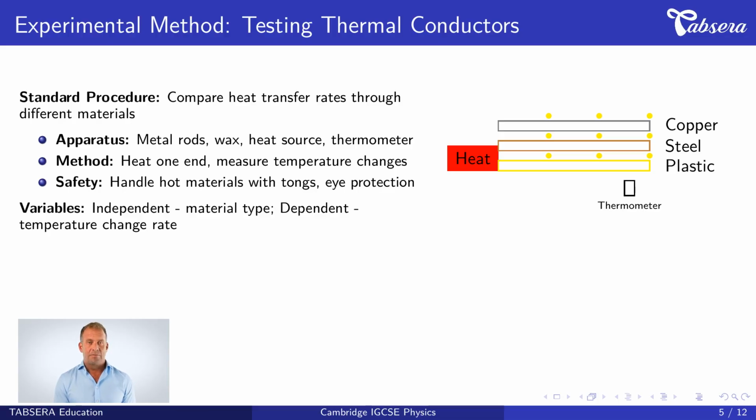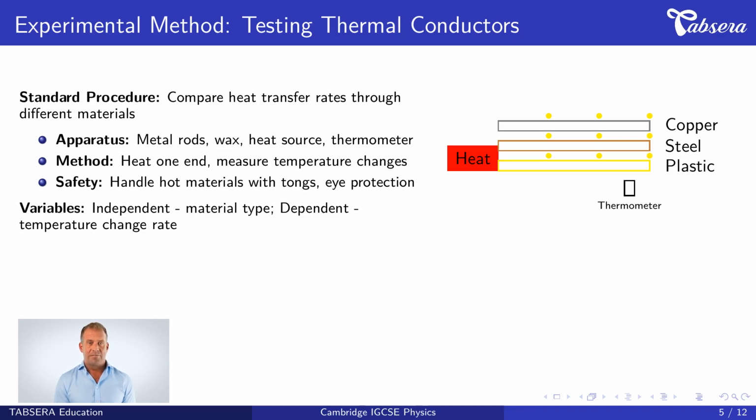Now we examine the experimental method for testing thermal conductors. This follows Cambridge IGCSE standards. The standard procedure compares heat transfer rates through different materials under identical conditions. The apparatus needed includes metal rods of different materials like copper, steel, and aluminum, small pieces of wax to attach to the rods, a controlled heat source such as a Bunsen burner, and thermometers to measure temperature changes.